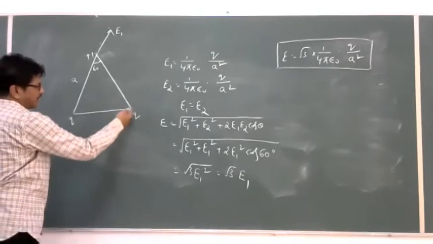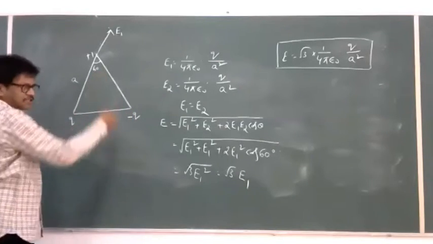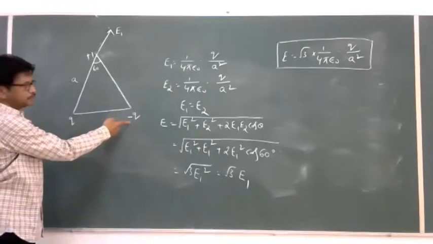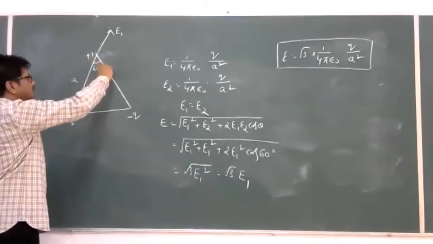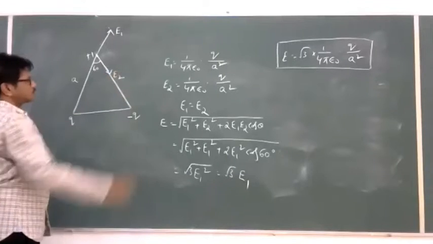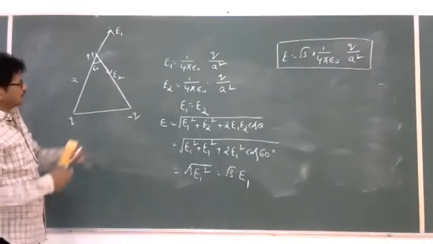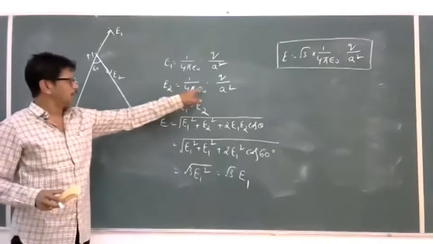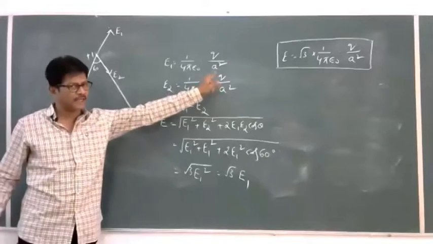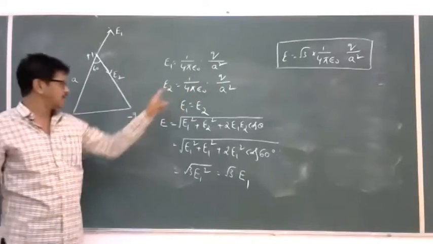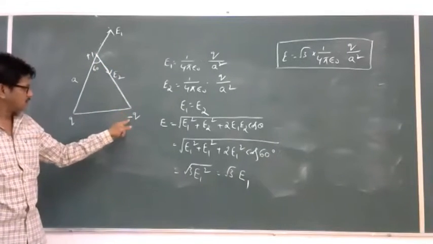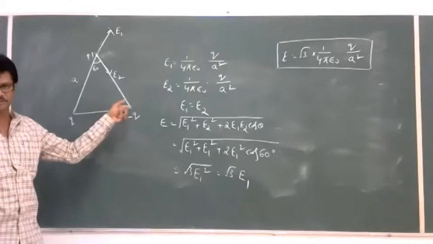Because of the charge minus q, one more electric intensity will act. This is positive and this is negative, so attraction, E2, is equal to 1 by 4 pi epsilon naught q by a square only. Again, we should not take minus q here. Why? Because we already used the minus symbol in terms of direction. Because of this minus symbol only we got the direction like this.